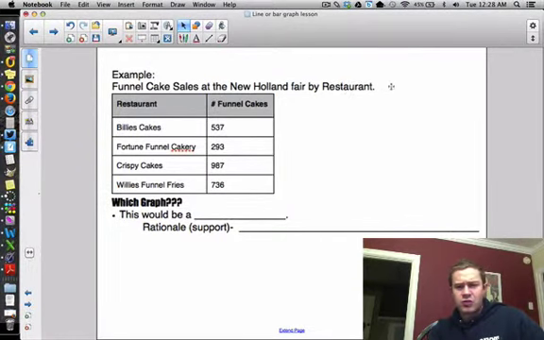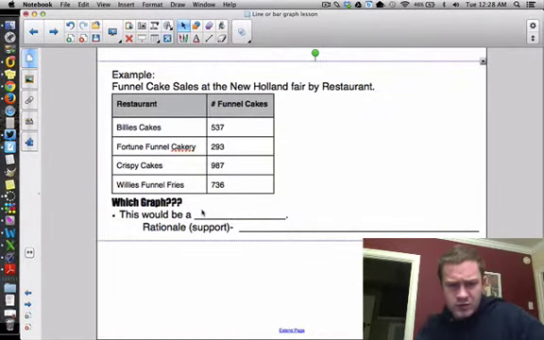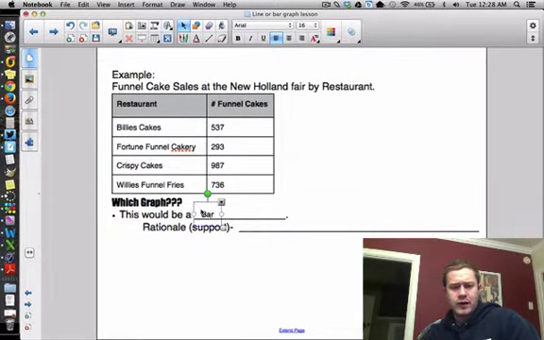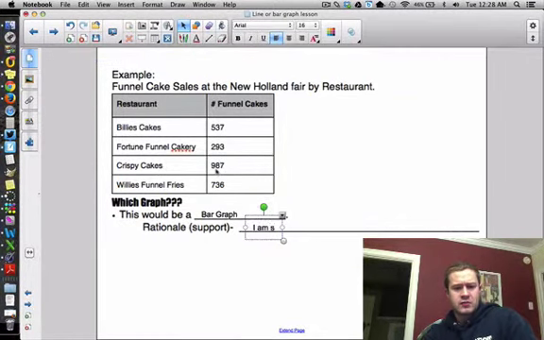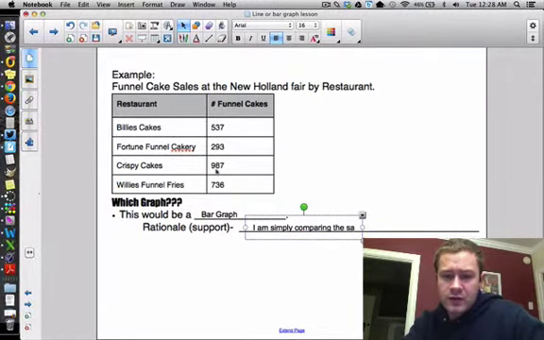Funnel cake sales for the New Holland Parade by restaurant. We have all these different ones here. I want you to think, what am I comparing? Am I doing change over time, or am I just comparing groups? Okay, this would be a bar graph, so we're going to call it a bar graph. And for my rationale, why is it a bar graph? Well, if I look here, I see that there are groups, and there's no change over time. I am simply comparing the sales of groups.